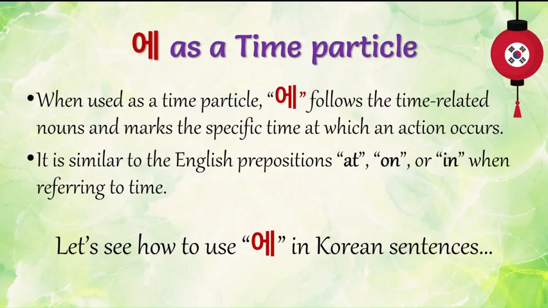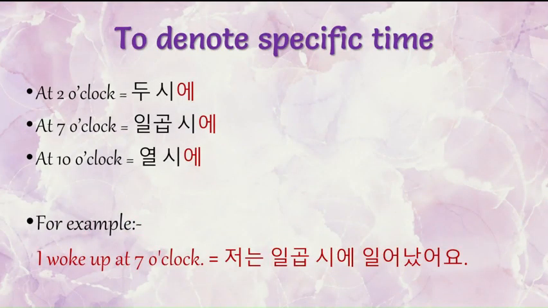Now let's see how to use e in different Korean sentences. Now first one is to denote a specific time. Suppose you have to say at 2 o'clock. So 2 o'clock in Korean is 2시. We know this. So if you want to say at 2 o'clock, it is going to be 2시에. At 7 o'clock, 7시에. At 10 o'clock, 10시에. Okay, so this is how you attach the time particle e to the time related noun.